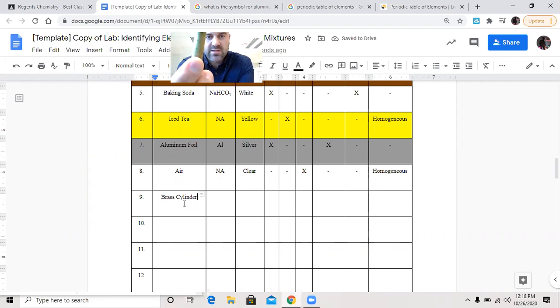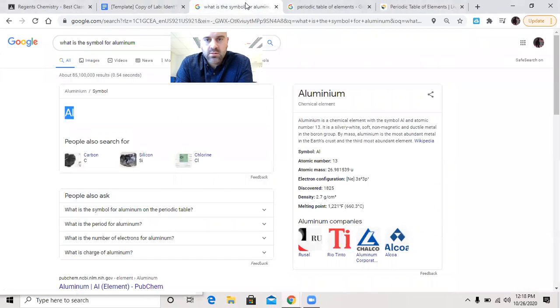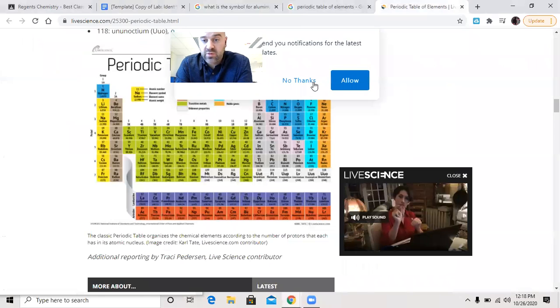Brass cylinder, there it is. What's in brass? Which element or elements are in brass? So you guys all have a computer in front of you. If you don't know what brass is, just type in Google, say, what the heck is brass? Or what element is brass?